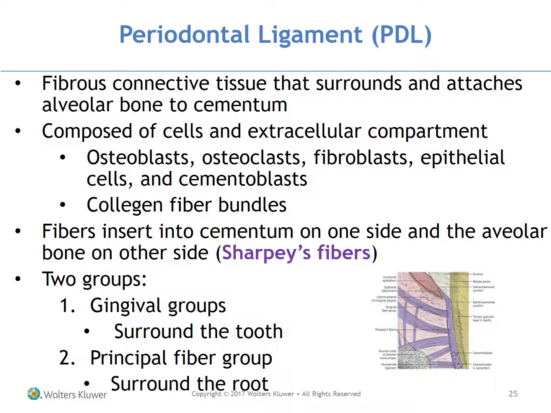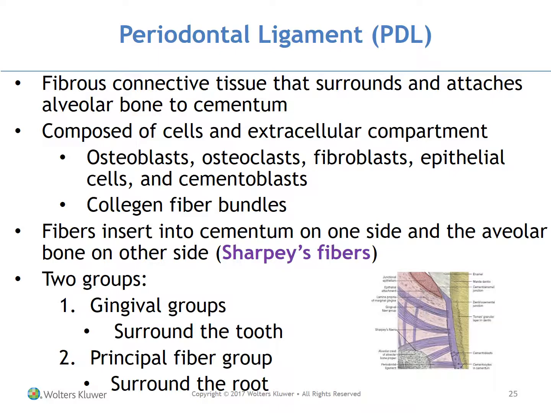Our PDL is a fibrous connective tissue that surrounds and attaches the bone to the cementum. This is part of our attachment apparatus, right? We have our bone, our root, and our periodontal ligament. This is composed of cells and extracellular compartment. We have osteoblasts, osteoclasts, fibroblasts, epithelial cells and cementoblasts. There's also collagen fiber bundles.